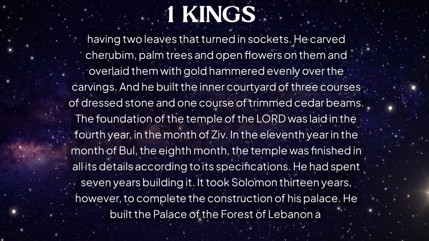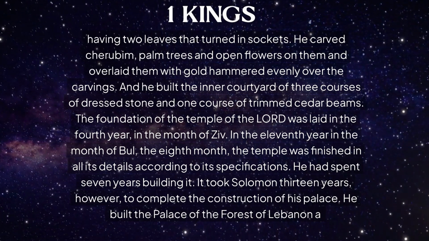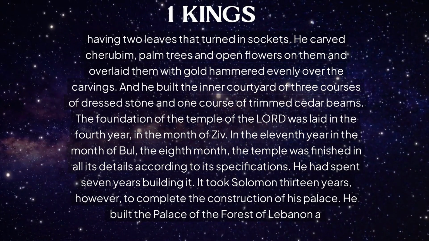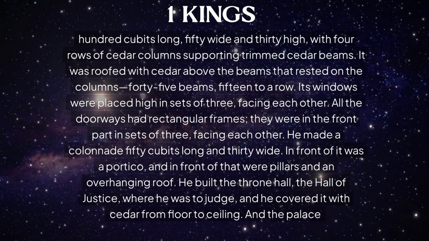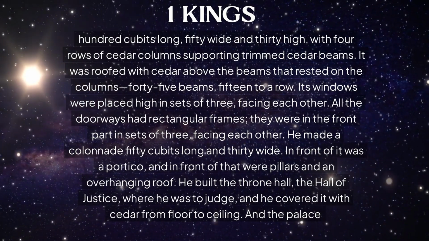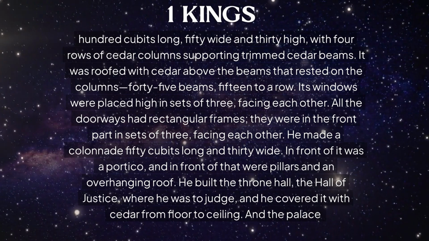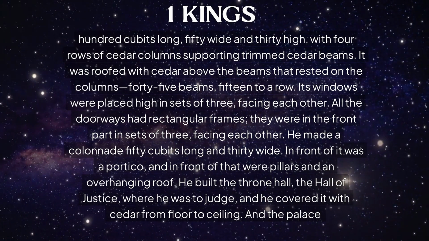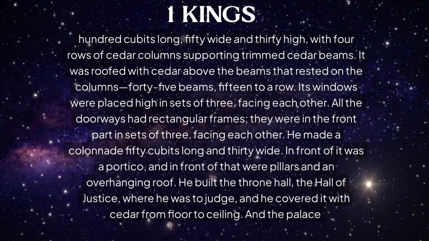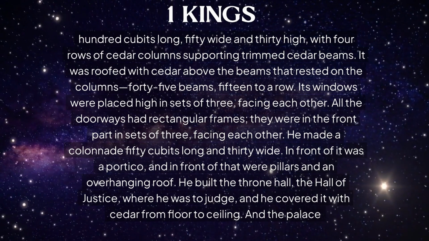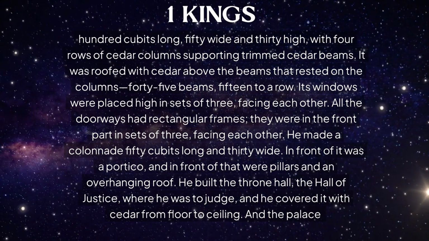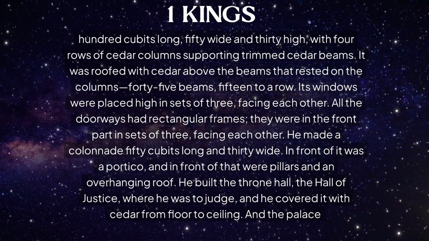It took Solomon 13 years, however, to complete the construction of his palace. He built the palace of the forest of Lebanon 100 cubits long, 50 wide and 30 high, with 4 rows of cedar columns supporting trimmed cedar beams. It was roofed with cedar above the beams that rested on the columns, 45 beams, 15 to a row. Its windows were placed high in sets of 3, facing each other. All the doorways had rectangular frames, they were in the front part in sets of 3, facing each other.